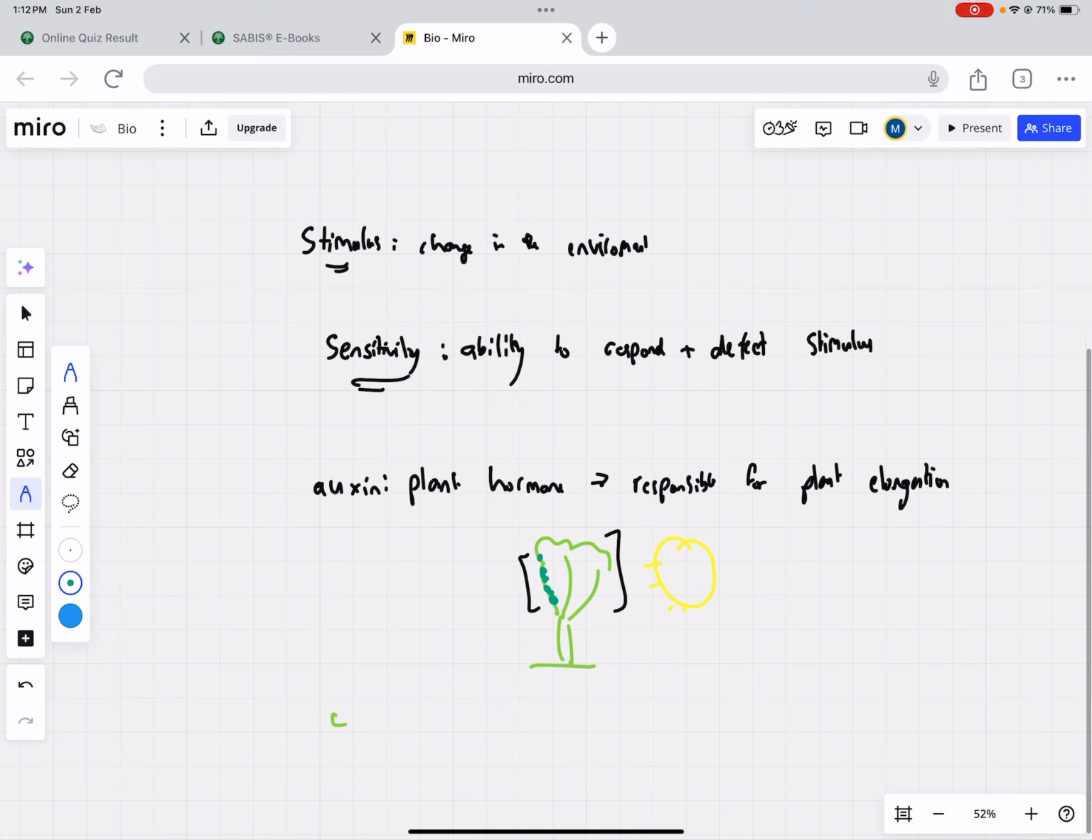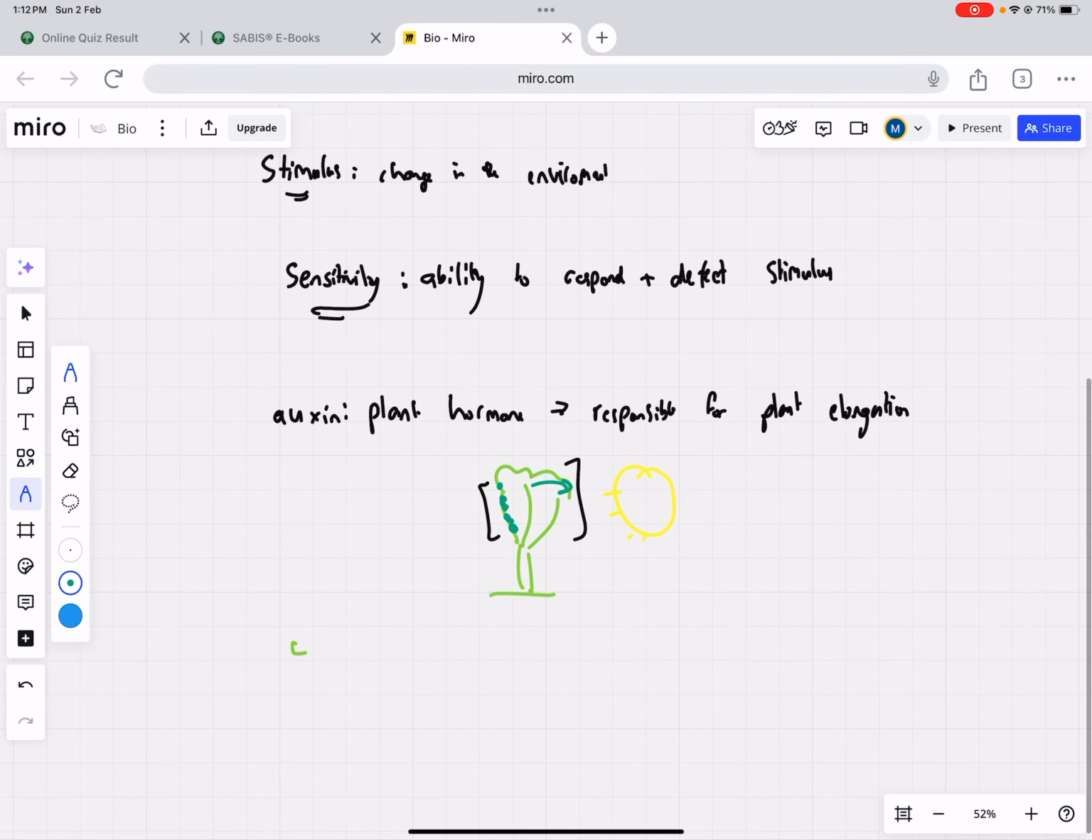And because they build up on the shaded side, they're going to cause the plant to bend towards the direction of the light. And remember, what do we call the response to light? We call it phototropism. Now we can have negative or positive. Positive is when we bend toward the direction of the light, and negative is away from the light.